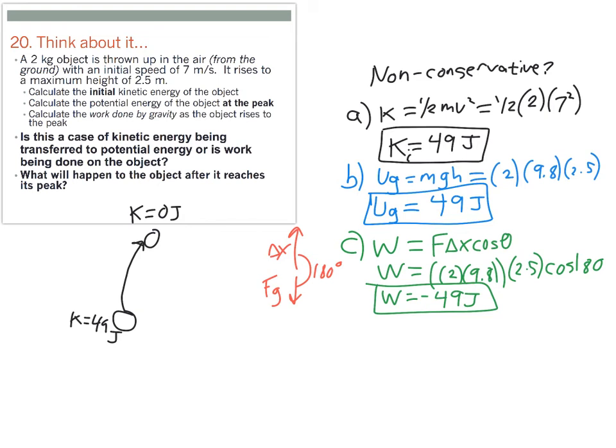Something else to consider is what will happen after it reaches its peak. It has 0 joules here. What's going to happen is it's going to fall back down, and all that energy that it lost, it's going to gain back. And this right here gets at the heart of what a non-conservative force is. When we have something like gravity where an object rises, loses kinetic energy, but then can fall back down and gain that energy back, we consider that to be a conservative force.